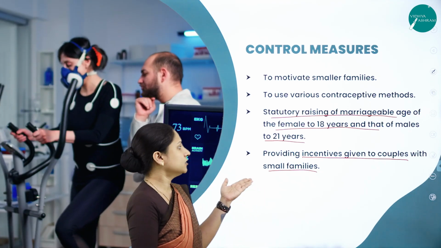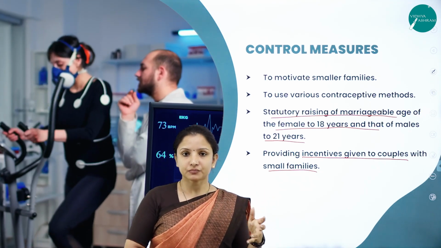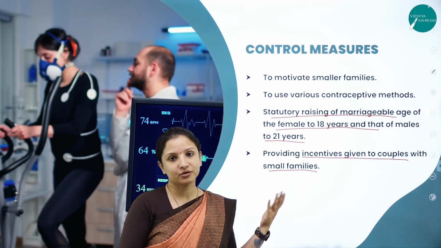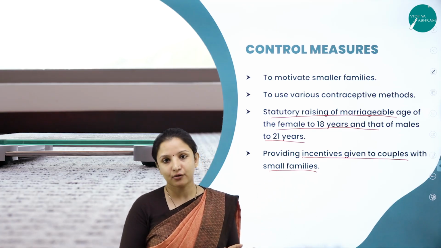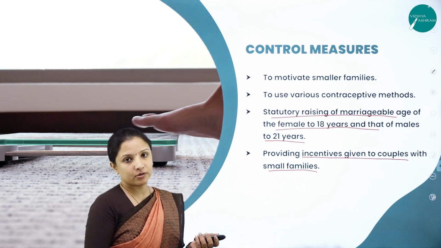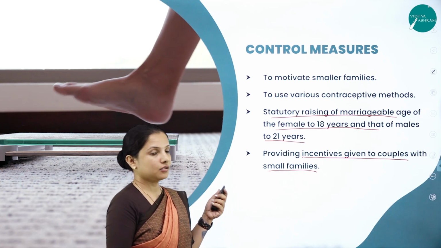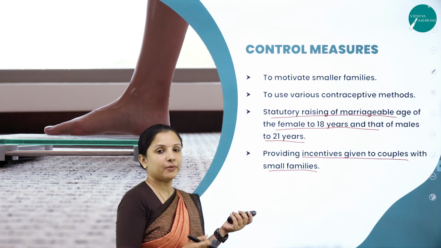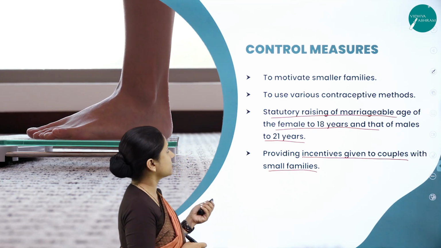It will be a burden. So all that will be like a boon, or it will urge those families to have only one or two children. So all these are some of the control measures that can be put forth by the government, or are being put forth by the government to control the growing population.